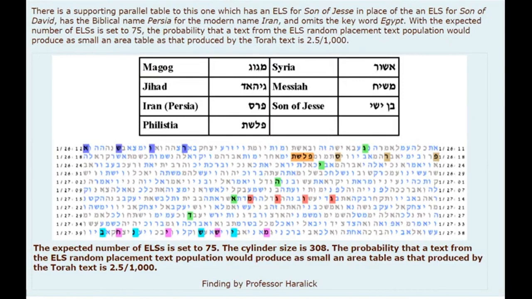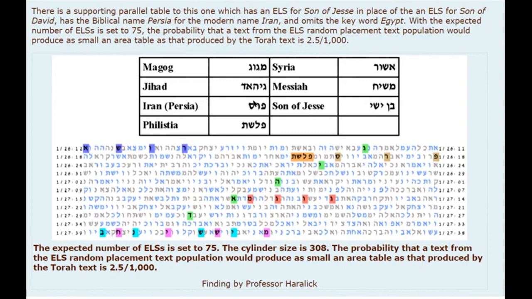So here we have, interesting, a supporting parallel table to this one, which has ELS for son of Jesse in place of an ELS for son of David, has the biblical name Persia for the modern name Iran, and omits the key word Egypt, with the expected number of ELS set to 75. The probability that a text from the ELS random placement text population would produce a small area table as produced by the Torah text is 2.5 in 2,000.